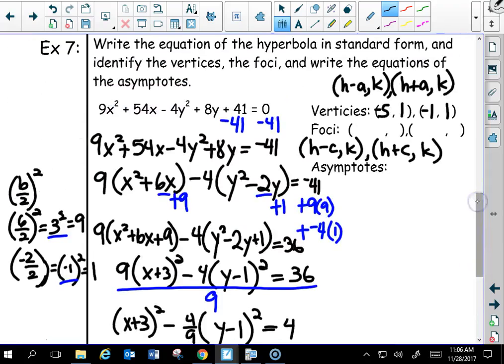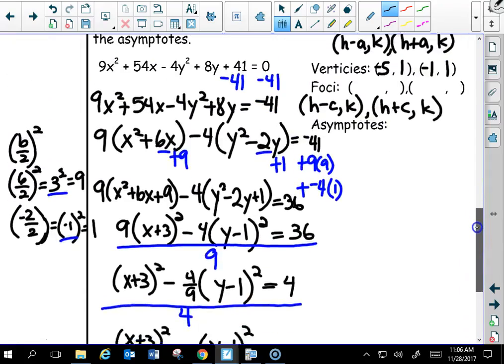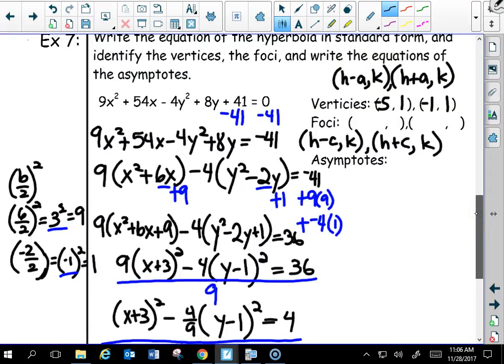All right, so h minus c. H is, again, -3. -3 minus the square root of 13. And k again is still at 1. And h plus c is -3 plus square root of 13. And again at 1. The asymptotes are going to be at y equals plus minus.